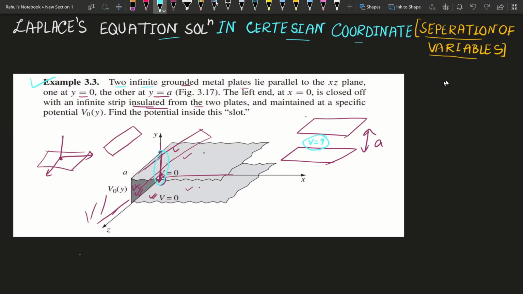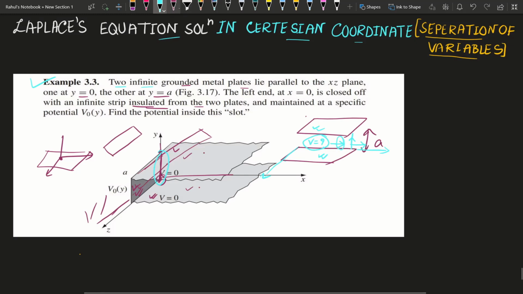We know Laplace's equation. What does this problem basically have? It has a symmetry along the z-axis. Let's understand it carefully: the upper plate and the below plate are infinite planes, extended all over the x-axis and the z-axis. The potential can vary with the y-axis, and obviously it will vary along the y-axis, and along the x-axis also.